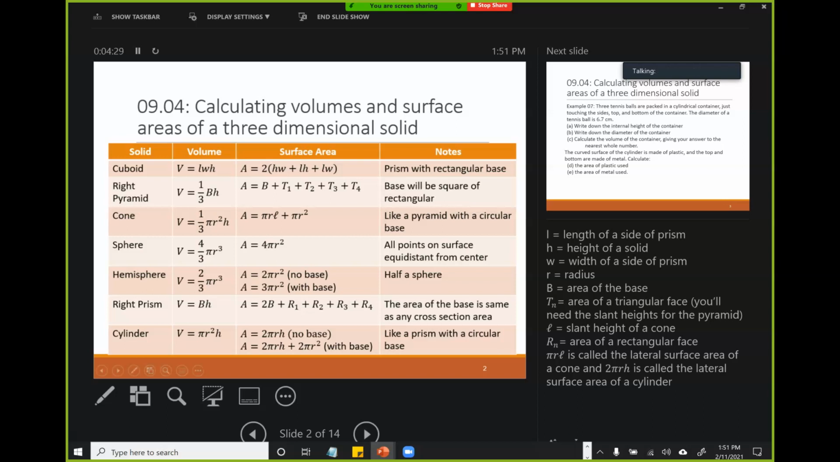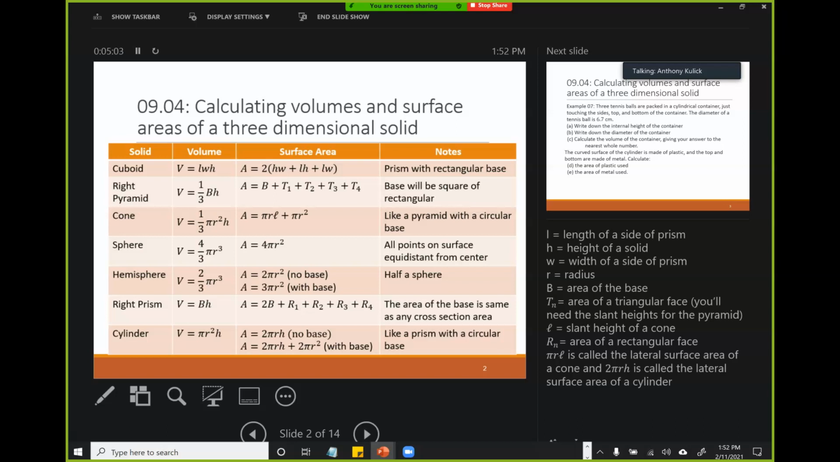But a hemisphere is just half of a sphere, right? So the volume is cut in half. The surface area, though, depends on whether you're counting the base of the hemisphere as a surface or not, right? So like you have a dome and it sits on the ground and you're going to paint the dome, you don't care about the circle at the bottom. That would be the 2 pi r squared where there's no base.